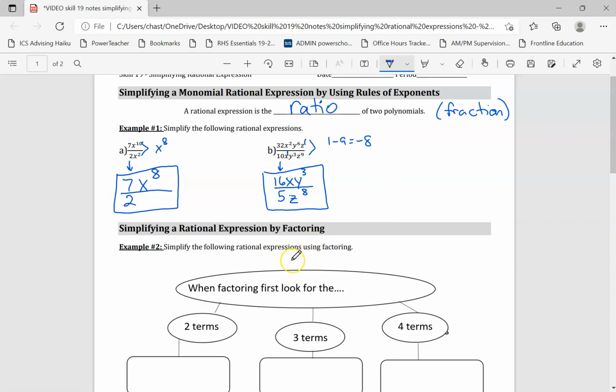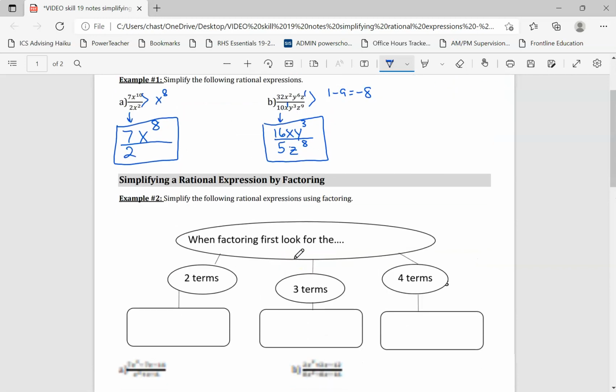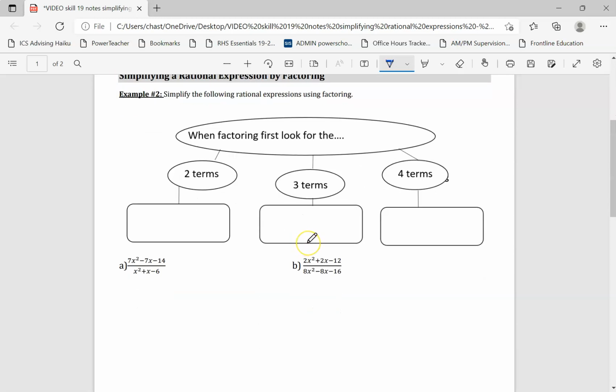Now we're going to talk about how to simplify a rational expression that has polynomials, so by factoring. So in order to do this, we need to first remember some of our factoring techniques, but the very first thing that we always want to check before we do any factoring is look for the GCF. Okay. So GCF, greatest common factor, always check for that before you do anything.